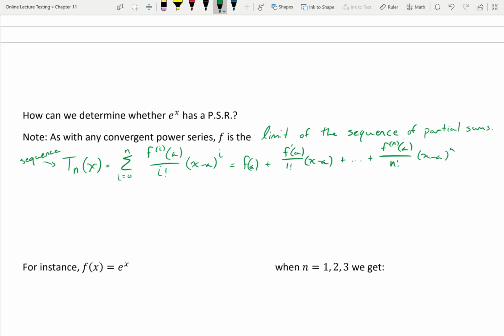Again, this is just a partial sum. All right. Notice here that t sub n is a polynomial of degree n. In fact, we give these guys a specific name. This is what we call the nth degree Taylor polynomial.